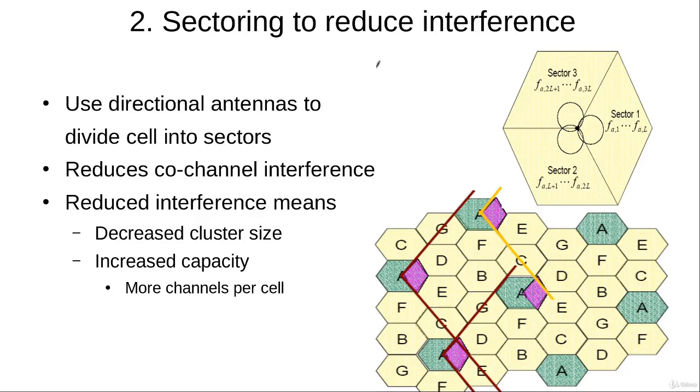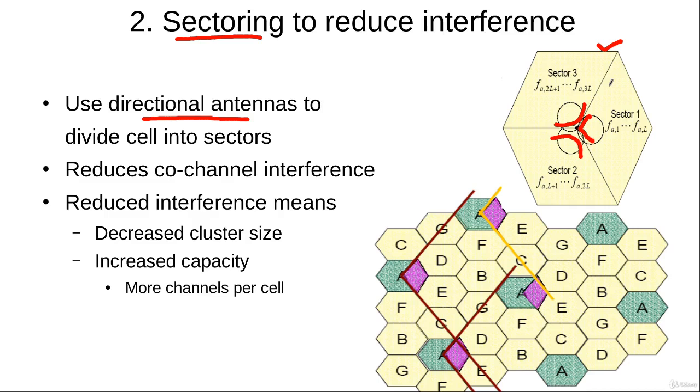Now, the second method to increase the capacity of the wireless networks is to use sectoring. In sectoring, we use directional antennas to divide a cell into sectors. For example, in the case of this cell, we have divided it into three sectors using three directional antennas. One directional antenna is here, the other is here, and the third is here.